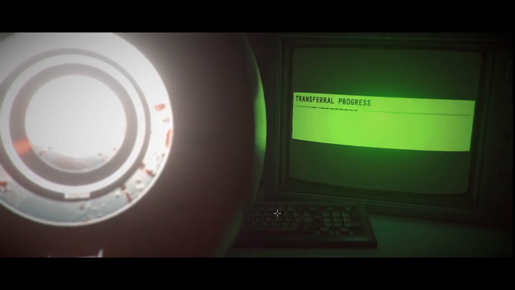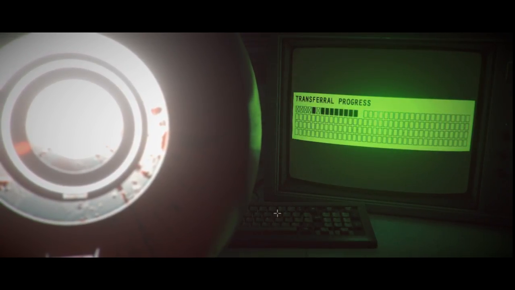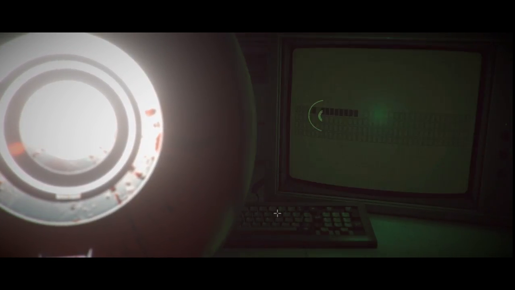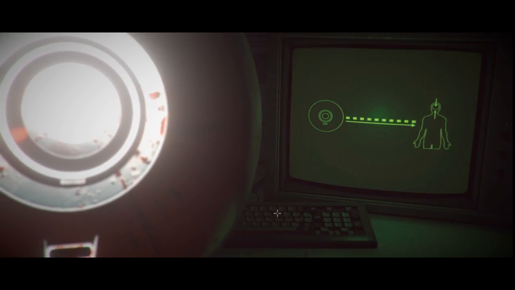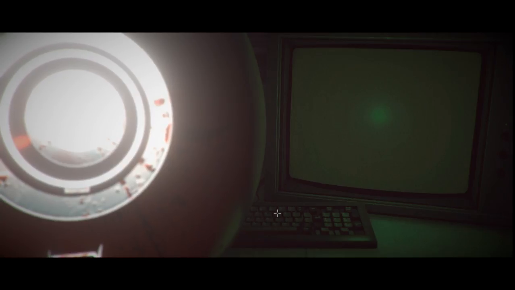This organ was taken from what we think was the leader. These memories are different. They're not like the others. There's more detail here, less hazy.